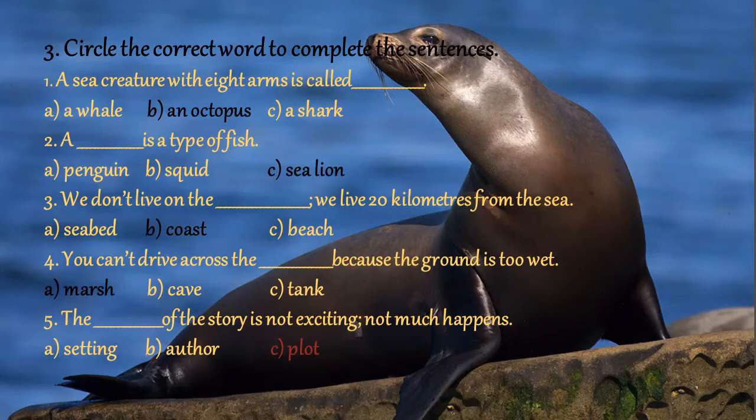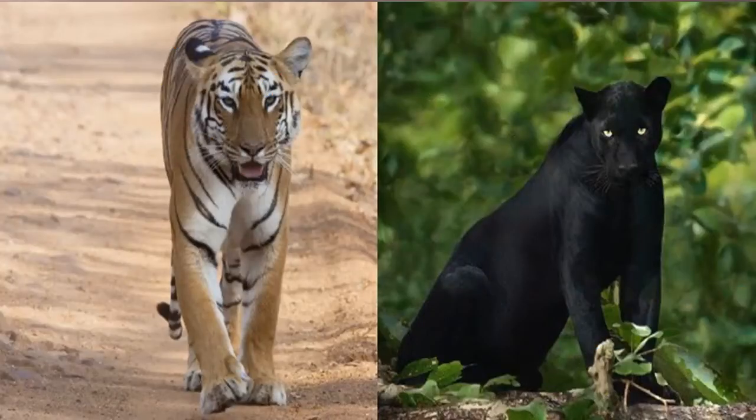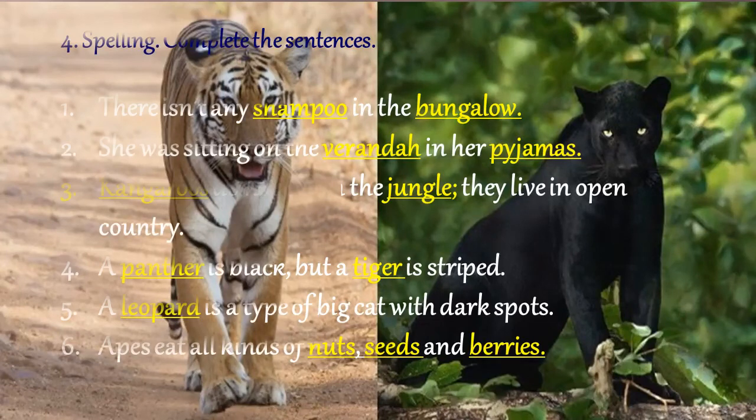Okay. Question number 4 is spelling. Complete the statements. Okay, you have to complete these blanks. Answers are in yellow color. There isn't any dash in the bungalow. There is not any shampoo in the bungalow. Point number 2, she was sitting on the dash. Where we sit? On the veranda in her pajamas.